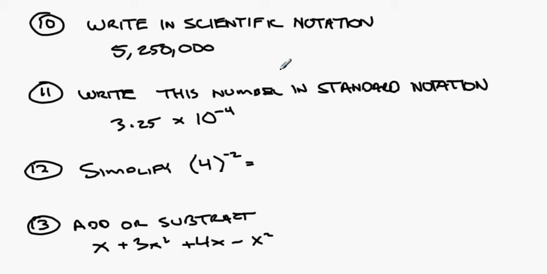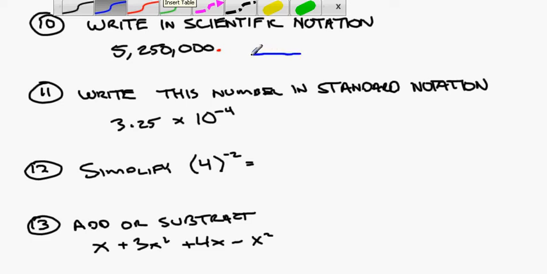Number 10, you're supposed to write the number in scientific notation. So our decimal point starts right here, and we want to write this as a number between 1 and 10 times 10 to some power. So here's what we do.